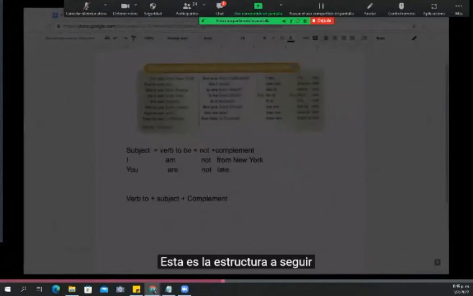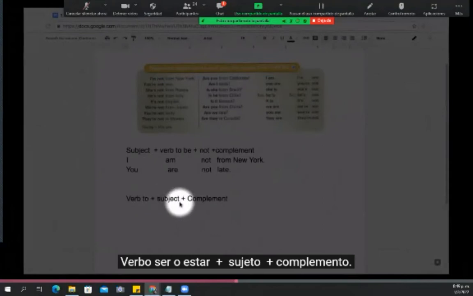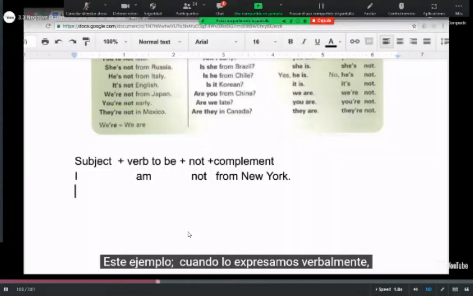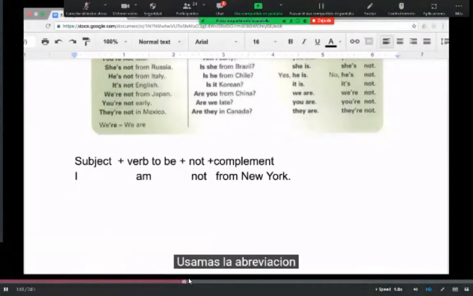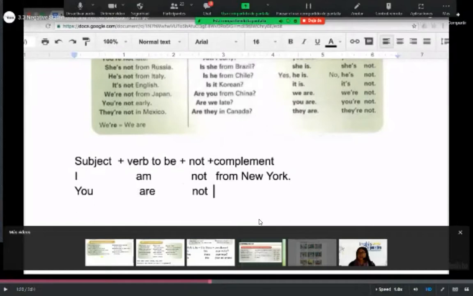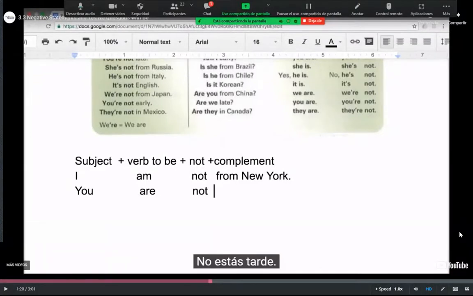This is the structure to follow. Verb to be plus subject plus complement. We're going to take the examples from this chart above. When expressed spoken, we will typically use contractions. So that's where we make the contraction. Let me give another example. You are not.